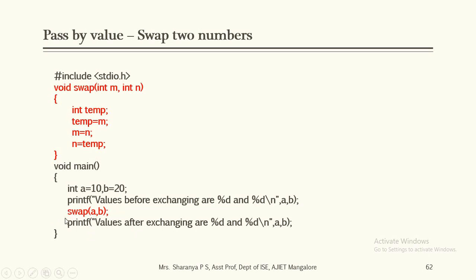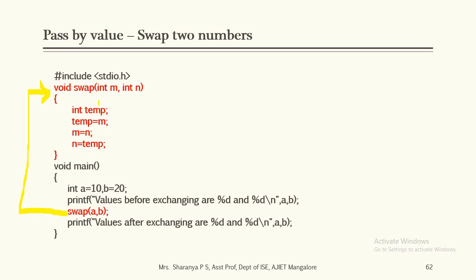Next, the swap function is called. Swap A comma B. What are this A and B? A and B are nothing but actual parameters. Whenever the control sees a statement like this, the control will be moved to the function definition. In the function definition, we have written void swap, and we have referred to two parameters, int m comma int n. What will this m and n take now? Values. These values, whatever is present in swap A comma B, this A and B will be copied into m and n. And then the major logic to perform the swapping process will be executed.